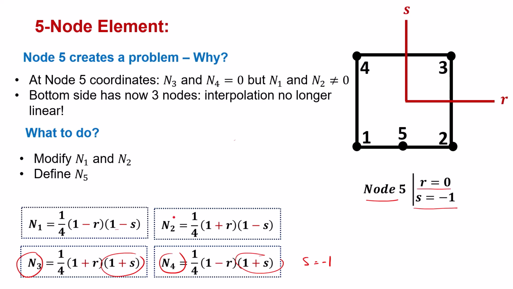Even more importantly, the bottom side here now has 3 nodes instead of 2. So this means that this side can no longer be represented by a straight line. The interpolation is no longer purely linear. So what do we need to do now? We have to modify the shape functions n1 and n2, and also we need to define a brand new shape function for n5. This adjustment ensures that node 5 is properly included in the interpolation, while still satisfying the two main rules for shape functions.